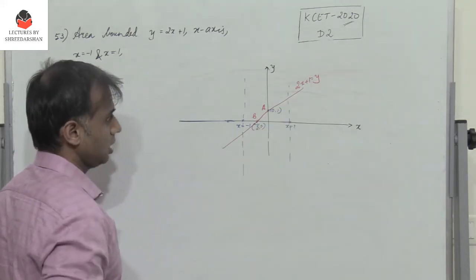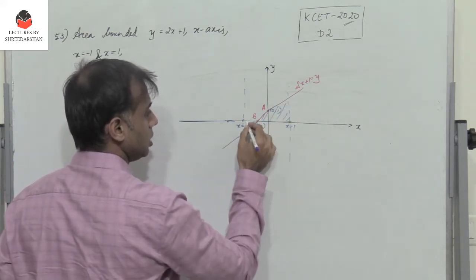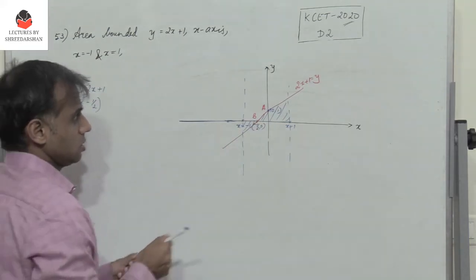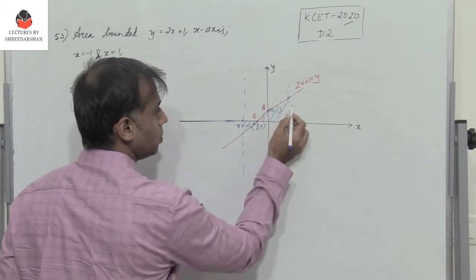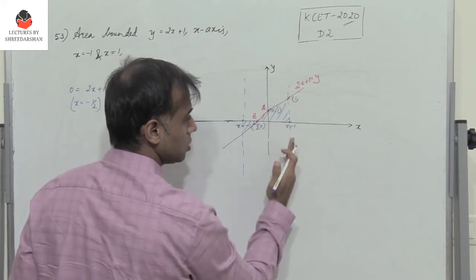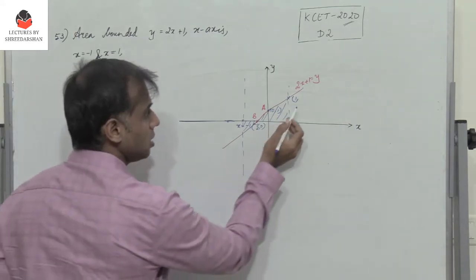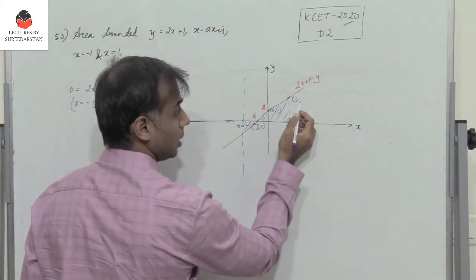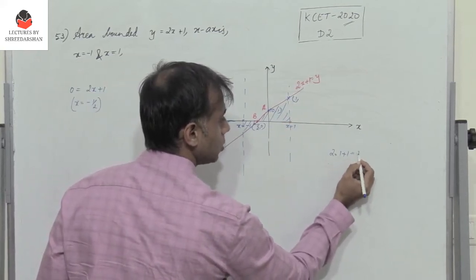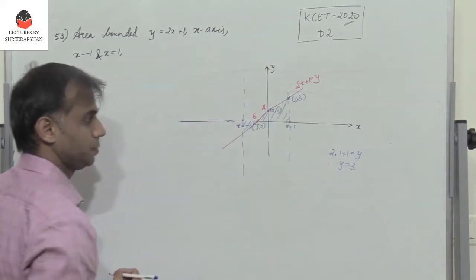So I need to find this area, and I also need to find this area. So I need to know this point here. So what is this point? This is a point where the x value is 1, right? The x value is 1 because this line is perpendicular to the x-axis. So if x equals 1, then what is y? If I put x equal to 1, 2 into 1 plus 1 equals y, so y equals 3. So this point is 1 comma 3.